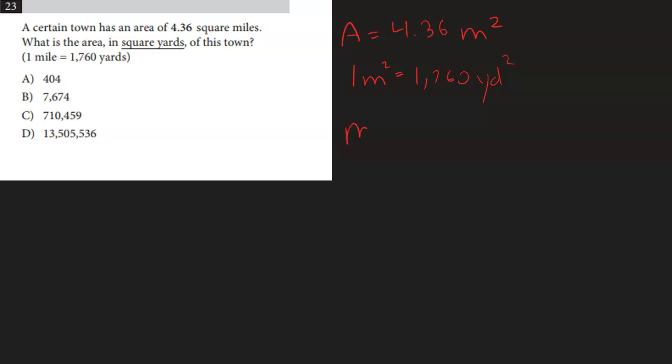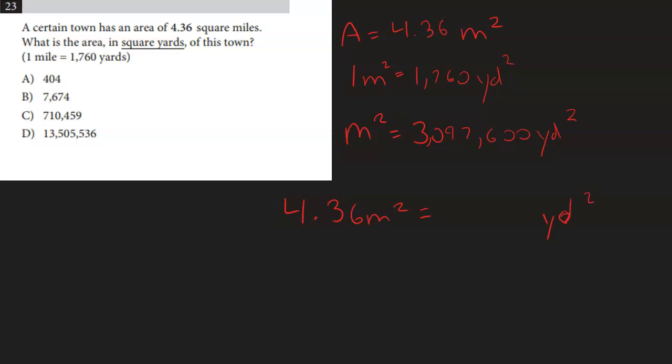So we know that m squared is pretty easy. Squaring 1 is 1. But 1,760 squared is equal to 3,097,600 yards squared. And so for every square mile, there's 3,097,600 square yards. And sweet. So now how much is it in 4.36 miles squared equals how many square yards?